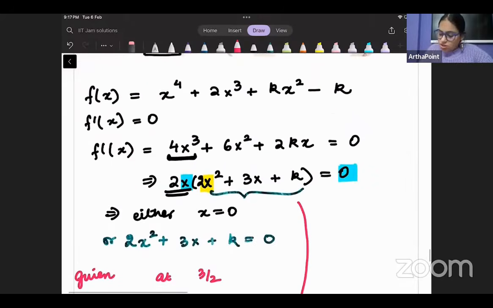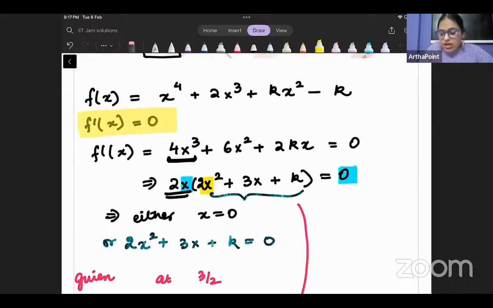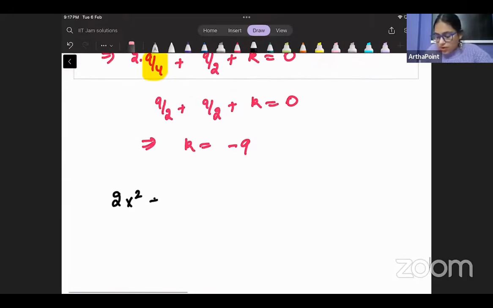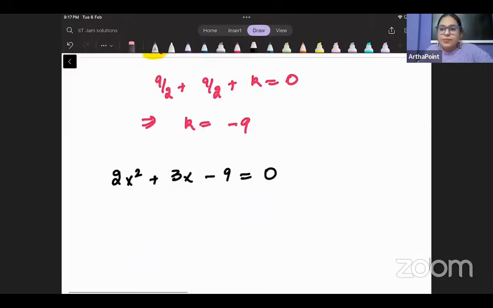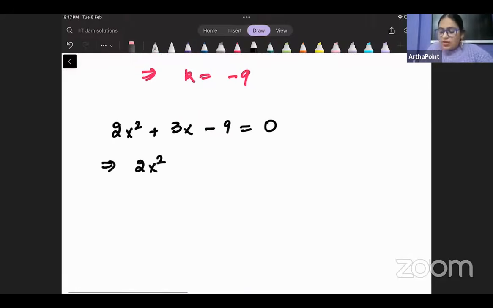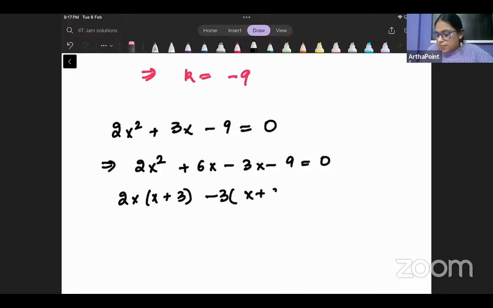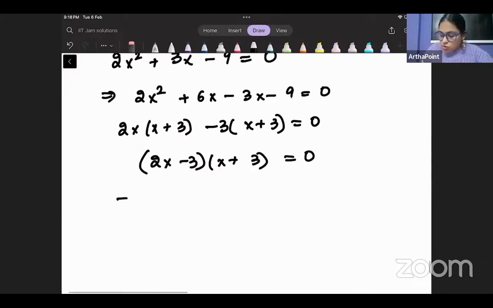Now see, what else did we get? When we equated the first derivative to 0, either x equal to 0 is needed, or this factor being 0 is needed. So when we equate this to 0, 2x square plus 3x plus k, and we already know that k is -9, it must be 0. So from here I will get 2x square plus 6x minus 3x minus 9 equal to 0. 2x(x plus 3) minus 3(x plus 3) equal to 0. (2x minus 3)(x plus 3) equal to 0. So beta, x will be either 3 by 2 or -3.